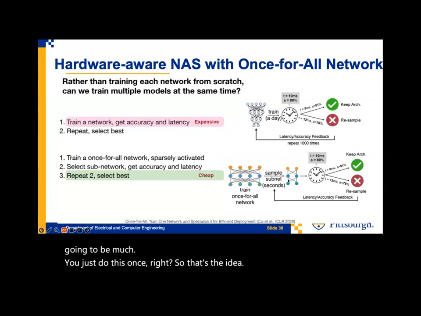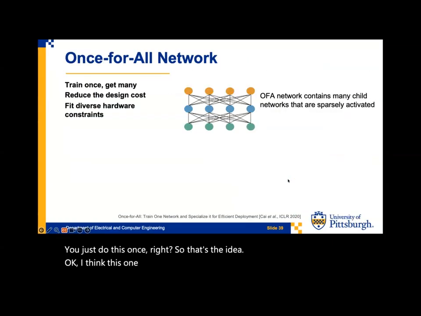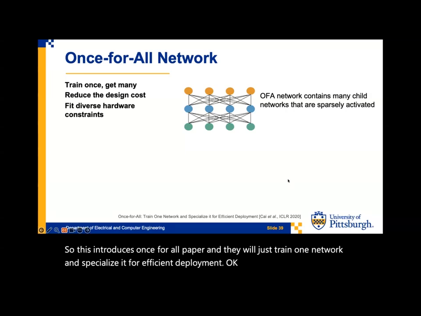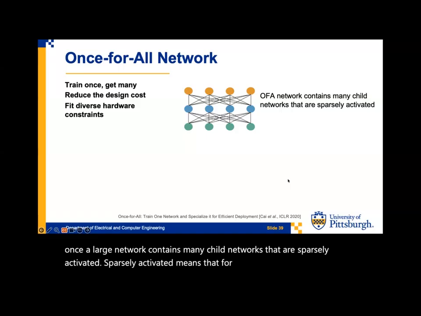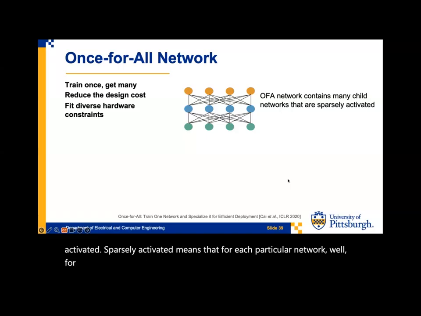Okay, I think this one illustrates the idea. So this introduced this once-for-all paper, and they will just train one network and specialize it for efficient deployment. Okay, this is once-for-all. So this once-for-all network contains many child networks that are sparsely activated. Sparsely activated means that for each particular hardware, I may only need one subset of those activations. That's all I need, right?